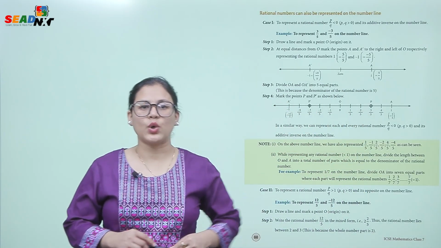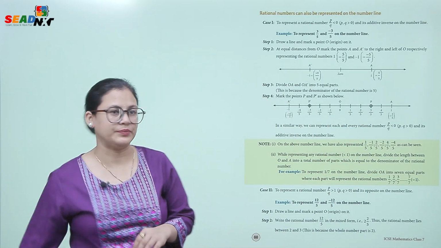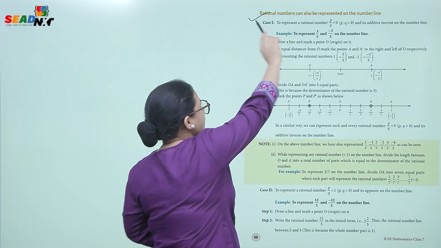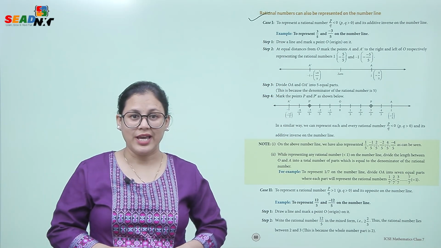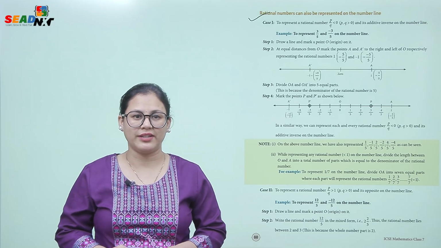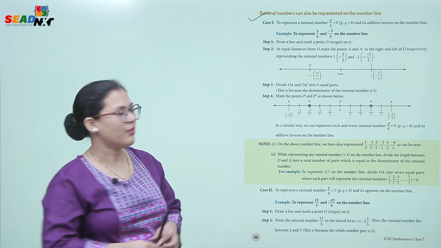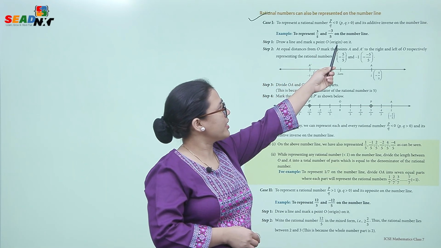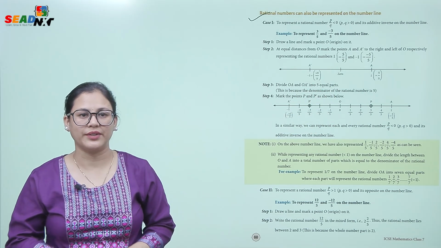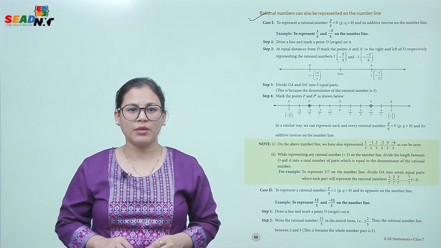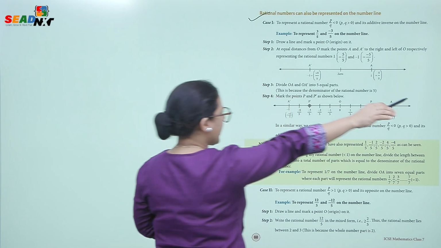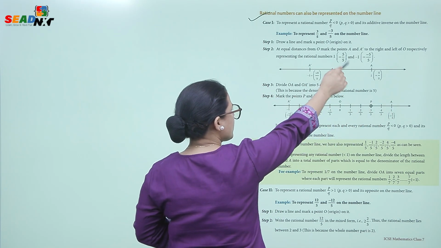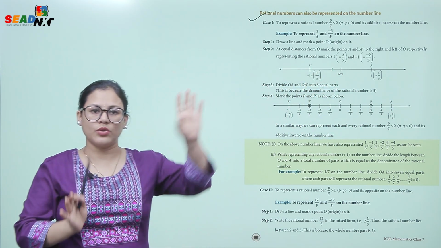Rational numbers can also be represented on the number line. So case 1, to represent a rational number p by q less than 0 and its additive inverse on the number line. So if there is an example, we have to represent this rational number and this rational number on the number line. Step 1, draw a line and mark a point O. So first we'll draw a line and we'll mark a point O. So 0 is point O.